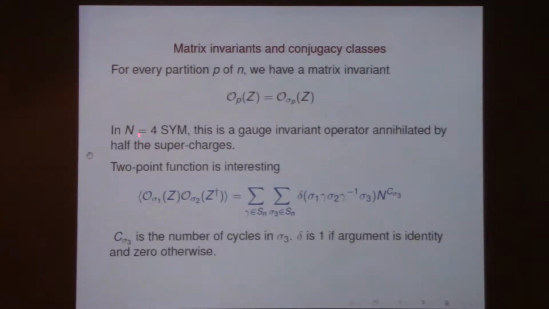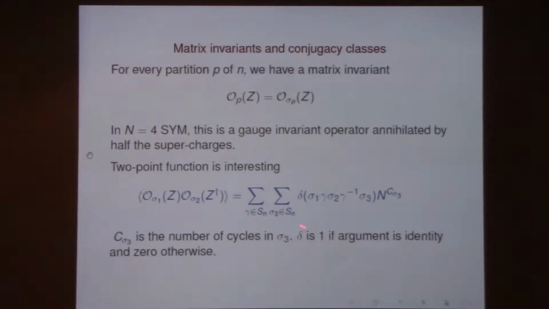In N equals 4 super Yang-Mills, there is a gauge invariant operator. This gauge invariant operator, which is made from a complex matrix, is a half BPS operator. It is annihilated by half the supercharges. And it is very interesting to compute the two-point function of an arbitrary multitrace operator with an arbitrary multitrace operator which is made of Z dagger. So the operator itself is described by a permutation. So what is the correlator? I've dropped the space-time dependencies here, so just the combinatorics.